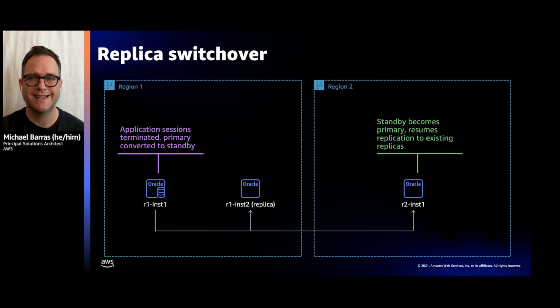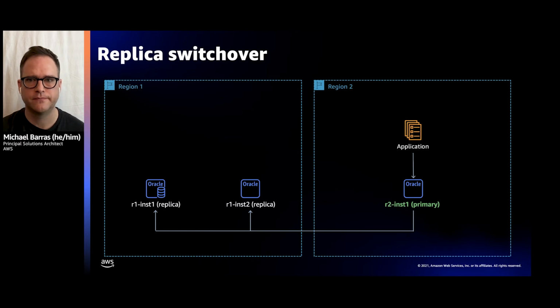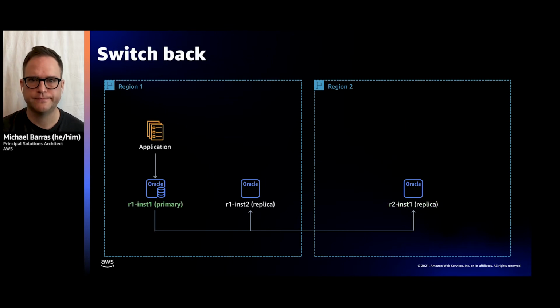Replication resumes to existing replicas as well as the former primary instance, which is converted to an RDS Oracle replica instance. Once the switchover is complete, your application can connect to the new primary instance. Unlike promotion, we've kept the overall DataGuard configuration and simply reverse the direction of replication and swap the roles of the databases involved. So there's no need to recreate replicas.